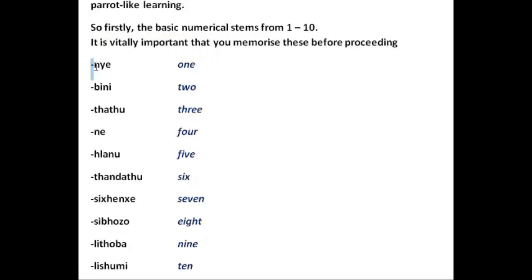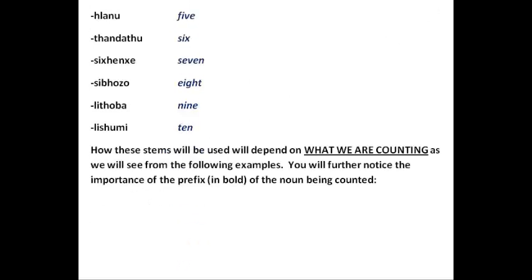And you'll notice a little hyphen type of symbol before each one. That means that none of these will ever stand on their own, but will always be linked to the noun being counted, as we will see in the following section. So as we see here, how these stems will be used will depend on what we are counting. And when you see the examples, you will see what I mean.